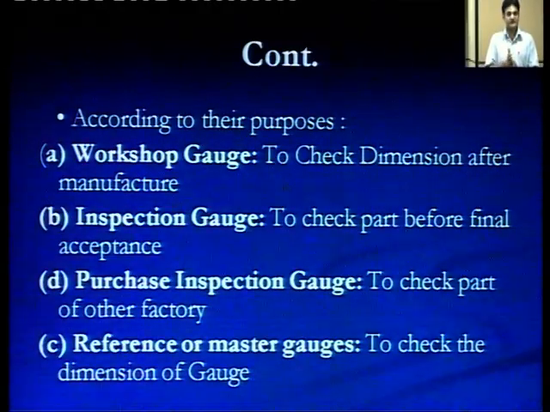Next is the reference or master gauge. This master gauge is used to check the dimensions of the gauge itself, because there can be changes in the dimensions of these gauges when they are being used again and again. Wear and tear is obviously happening in these gauges. So these are checked by the master gauges, to see whether the gauge is as per the specifications or not.